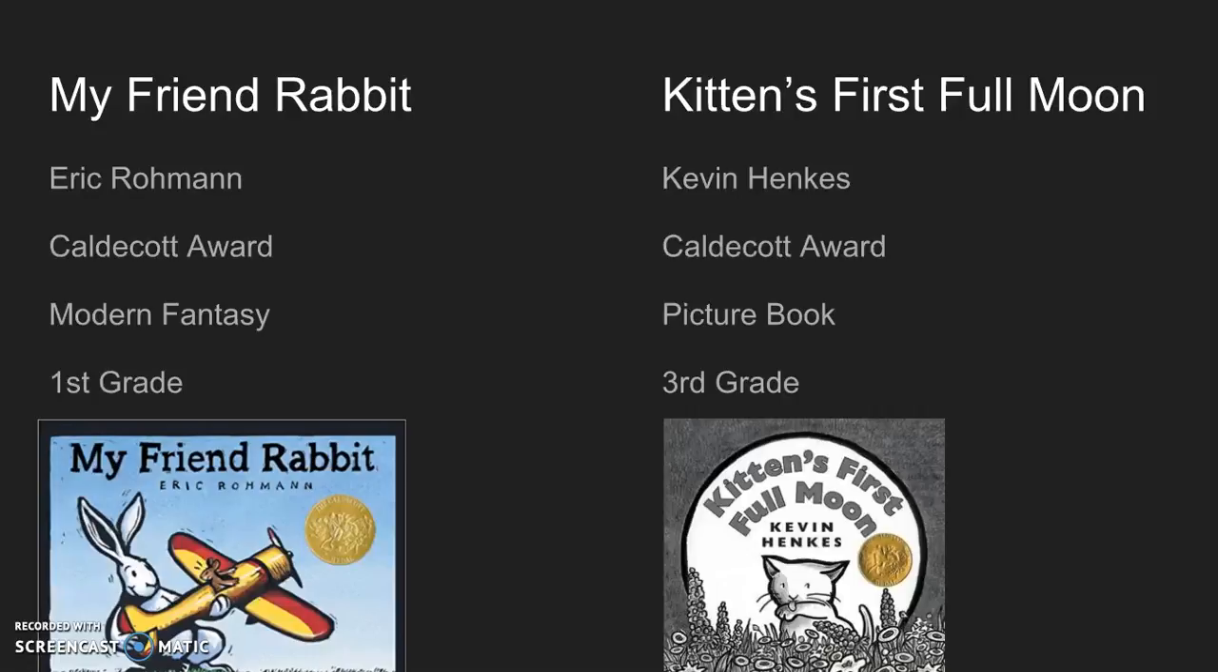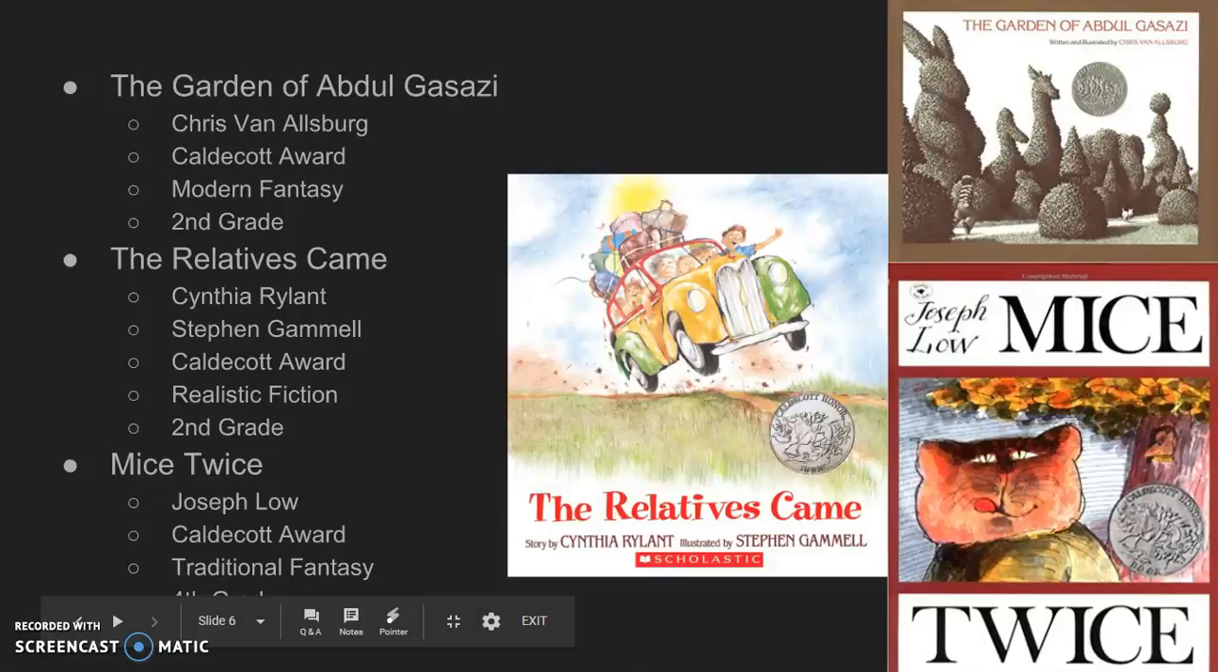Kitten's First Full Moon is a book about a kitten who chases the moon thinking it's a bowl of milk. The Caldecott Award-winning picture book by Kevin Henkes reads at a 3rd grade level. The Garden of Abdul Gasazi is a book about a boy who loses track of a dog in a magic garden. The Caldecott Award-winning modern fantasy book by Chris Van Allsburg reads at a 2nd grade level.